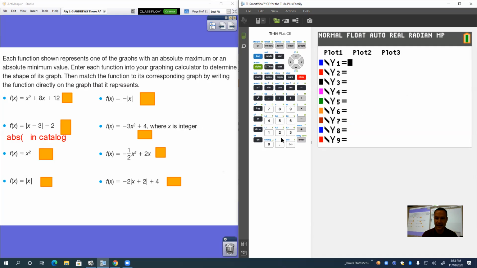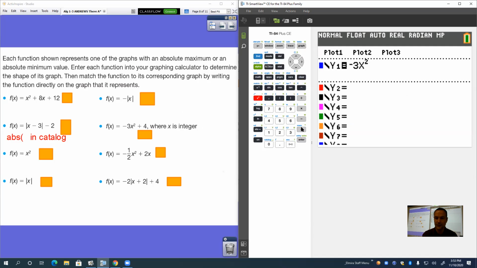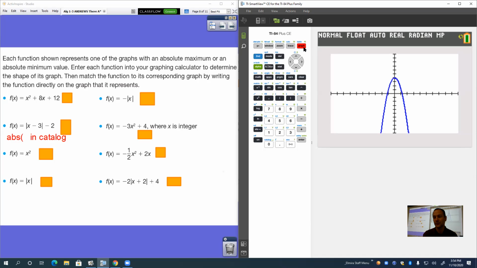Go back to y equals, clear out what's there. Our next one says negative 3x squared plus 4. We can hit graph. This one has an absolute maximum as well. That is the highest point on the graph.